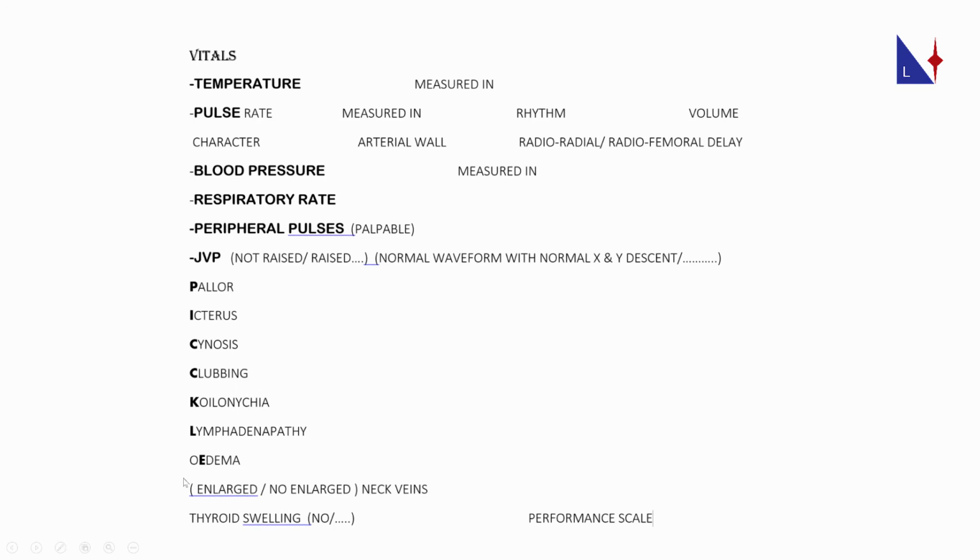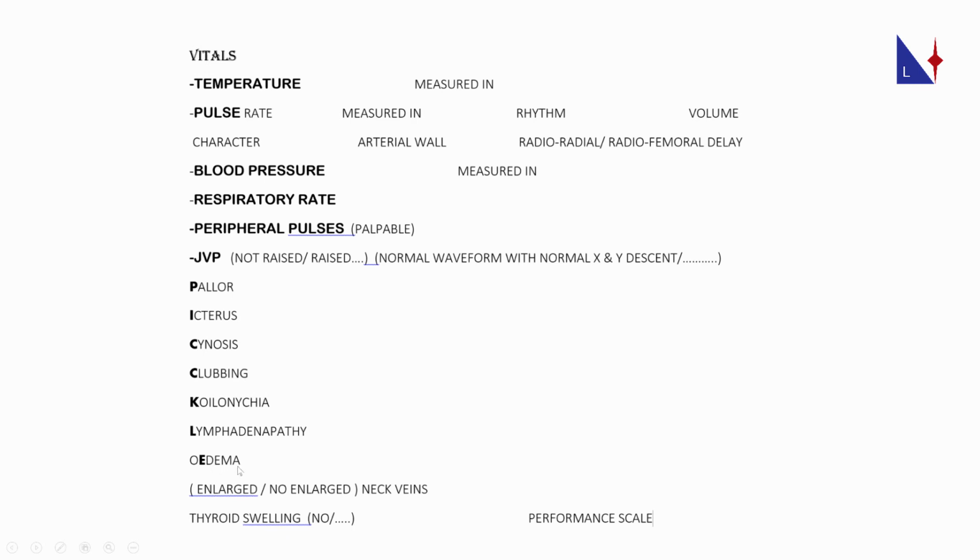Then next we have something which we can remember as PICKLE: the pallor, icterus, cyanosis, clubbing, koilonychia, lymphadenopathy and edema. We have to inquire whether these are present or not present. We have a grading system for clubbing, and we also have a grading system for pallor. For pallor we look at the lower palpebral conjunctiva. For icterus we look at the sclera, preferably on the temporal side. In cyanosis, we have central and peripheral cyanosis. For peripheral cyanosis, we look at the tip of nose, nail bed, skin of palms and soles. For central cyanosis, we look at the tongue. Now, koilonychia means spoon-shaped nails, and for lymphadenopathy, we look at the cervical area. This is the area of the neck.